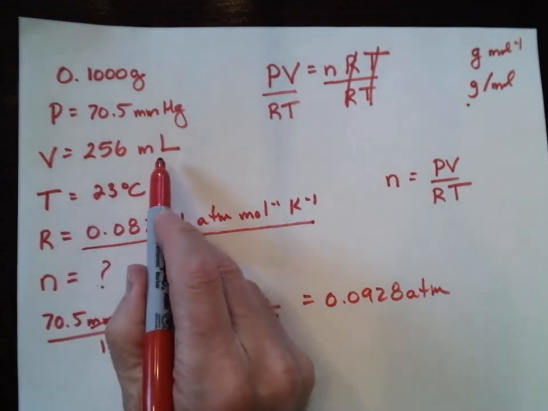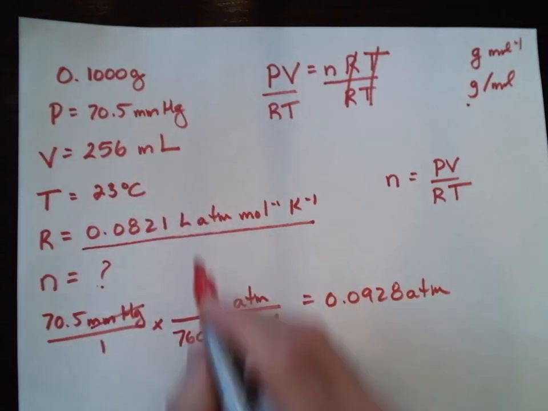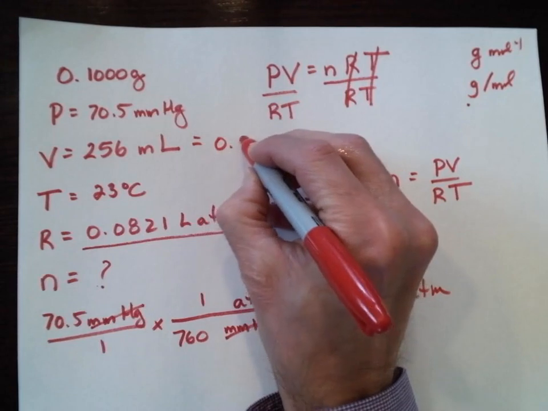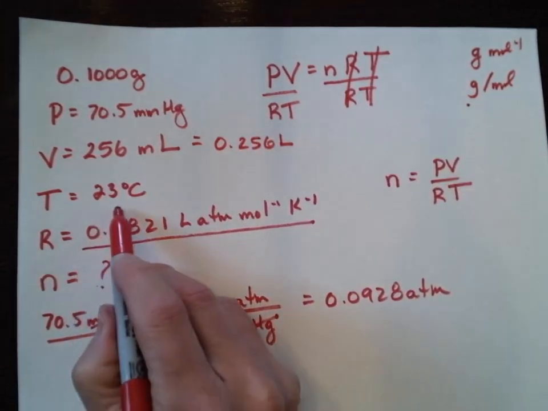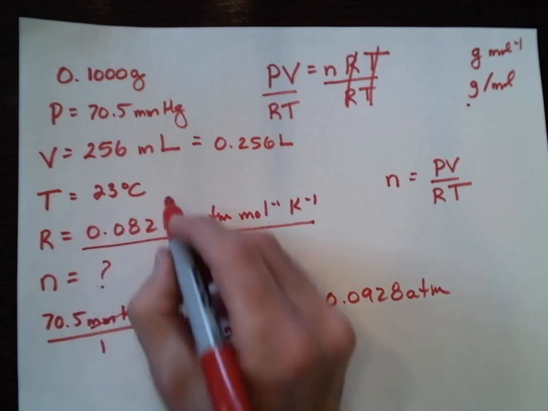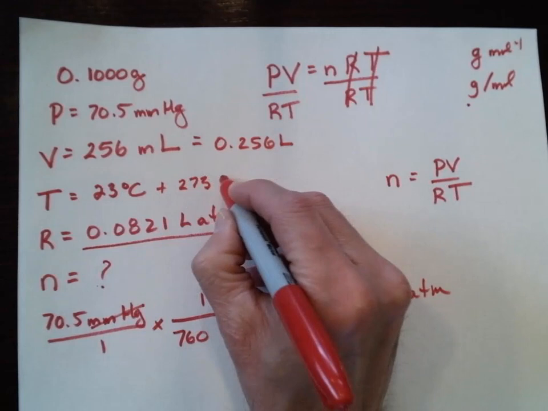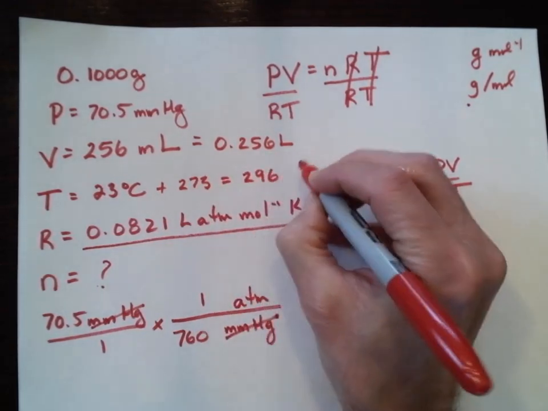The volume conversion should be easy, right? There's 1,000 milliliters in a liter, so we're going to divide this by 1,000 to get 0.256 liters. The temperature is easy as well. We're just going to add 273 here, and that's going to give us 296 Kelvin.